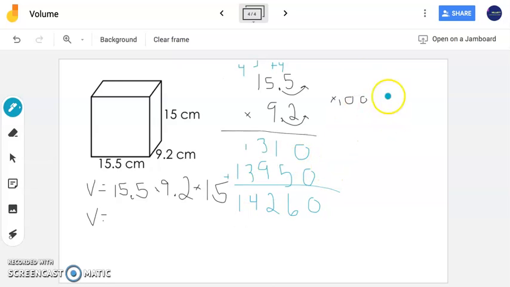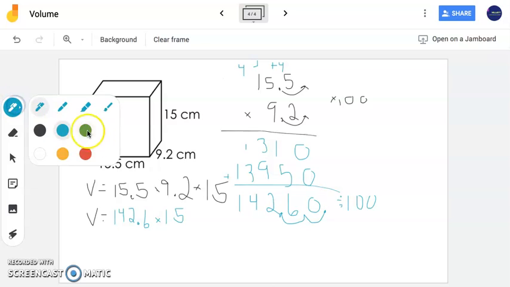14,260, but we know that we multiplied by 100 in my question, so now we need to divide by 100 in my answer. So now when I divide by 100, that's telling me I'm moving my decimal point 2 places to the left, giving me a final answer of 142 and 6/10. However, we're not done. Now we have to take the area of our base and multiply it by our height.